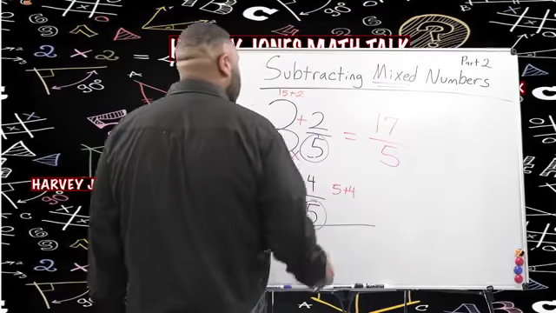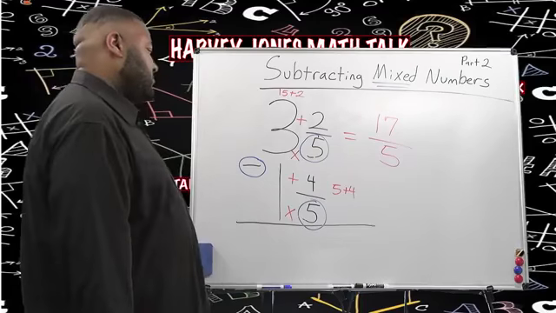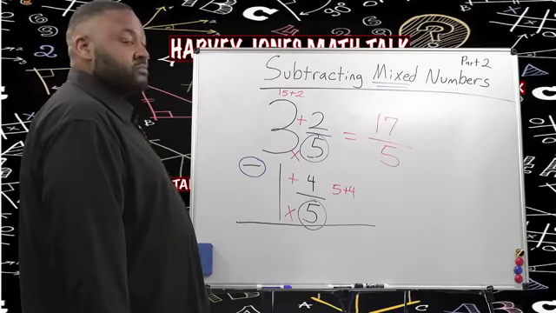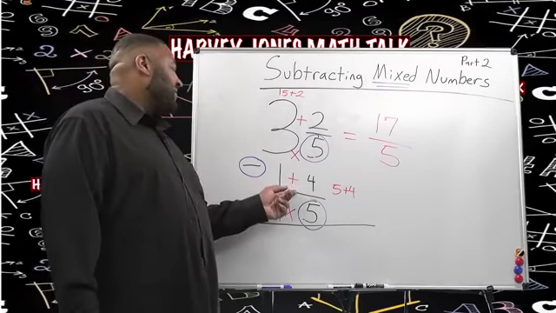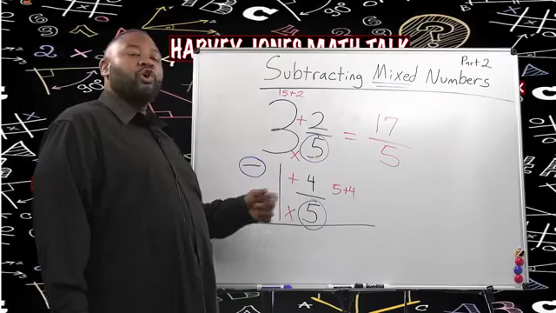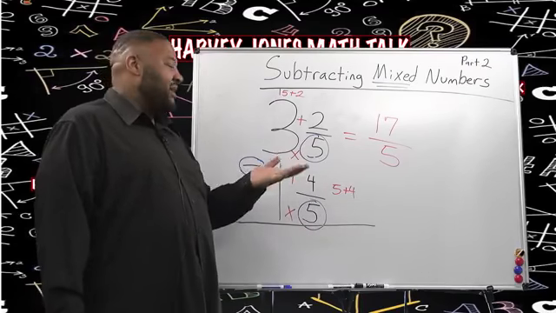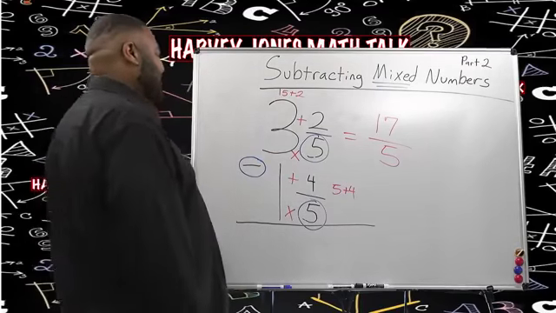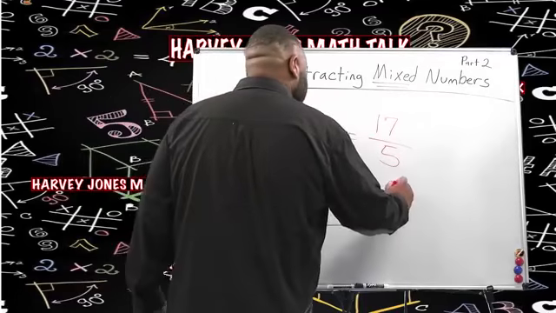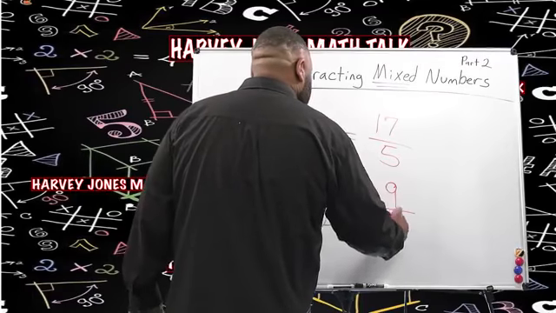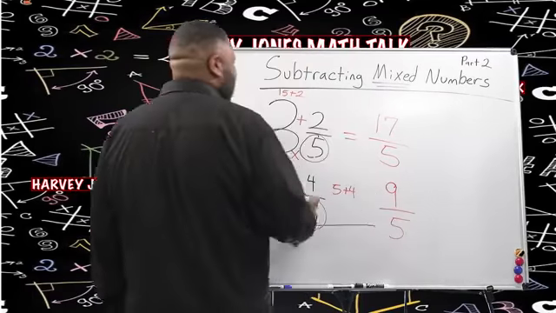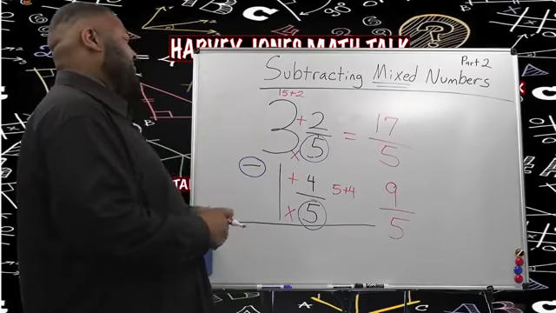plus 4. Where did the 4 come from? You're going to add your numerator. That's the number above. 5 plus 4 is 9. And I'm going to keep it at 5. Why? Because that is my denominator.